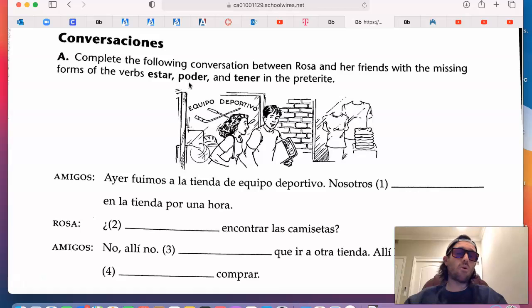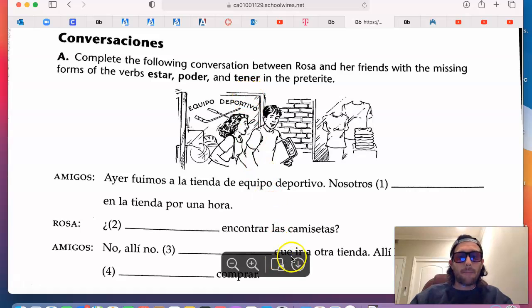Probably going to be poder if the word that comes right after the blank is a verb. Poder is used with verbs to indicate what you were able or not able to do. So take a look at what comes after the blank. If it's a verb, more than likely you're using the verb poder there. And then tener is always going to come after que, because tener que, in that phrase, in español is to have to do something. You're indicating what you have to do. And remember, this chapter is all about shopping and the errands that we run.